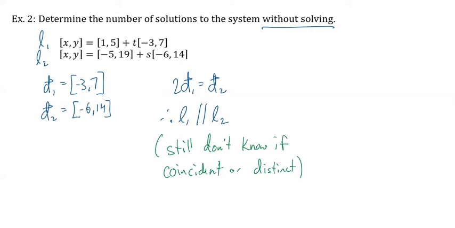We already know they're parallel. If one point from one line is on the other line, then all the points are going to be on each other because they're parallel. If one point isn't, then no points are going to be, because they're parallel again. So all we have to do is check the point (1, 5), which came from the position vector in the second line. And we know how to check if a point is on a line. Remember doing this?